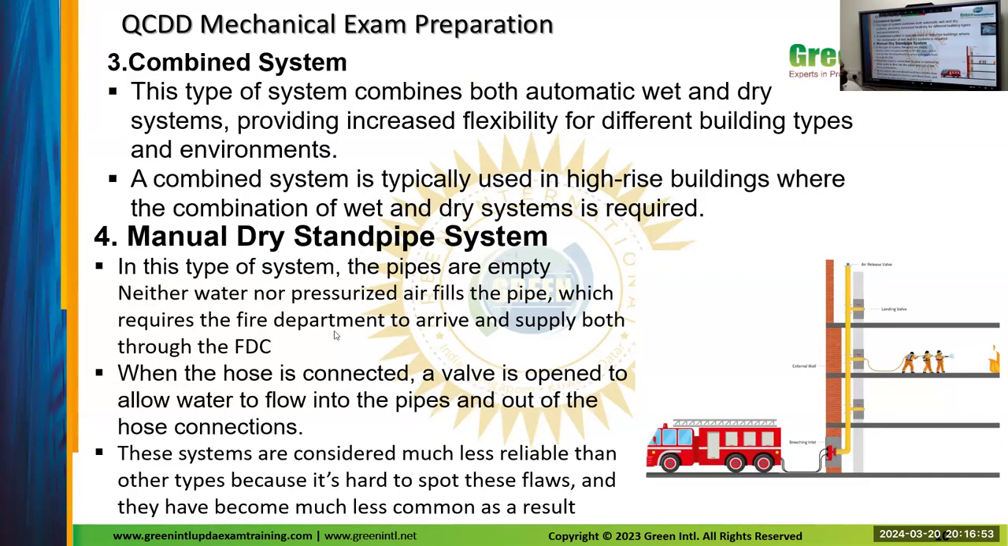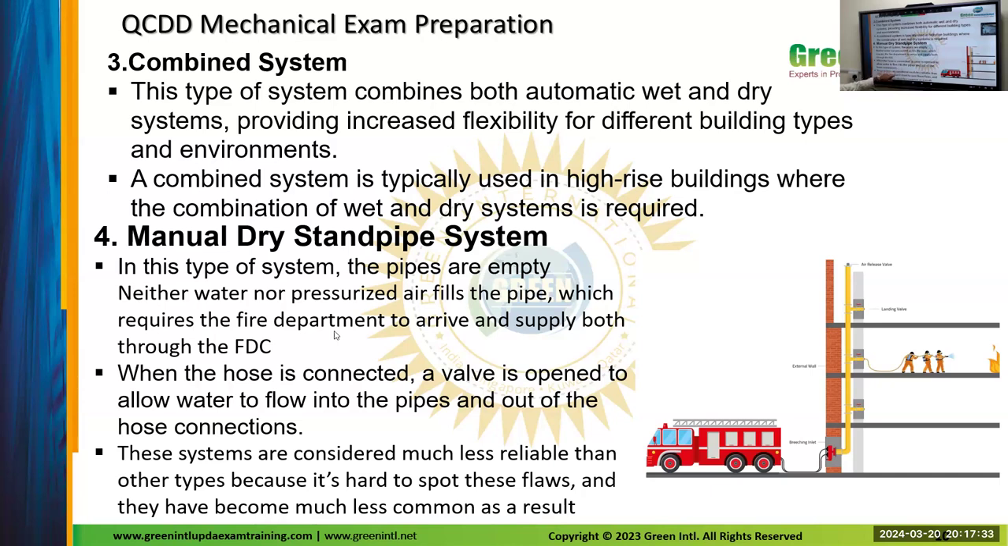Combined system, it's a combination of both dry pipe system and wet pipe systems. So the dry pipe system, as discussed, will be purged with nitrogen or compressed air, and we can connect the water to this supply. Manual dry pipe systems. Manual dry pipe systems will be used in areas where sprinklers are not required. Means this pipe will be dry. There is no compressed air or nitrogen. Okay, it will be dry. After that, whenever required, the municipal water supply will be connected and we can use that. That is manual standpipe systems, dry standpipe systems.